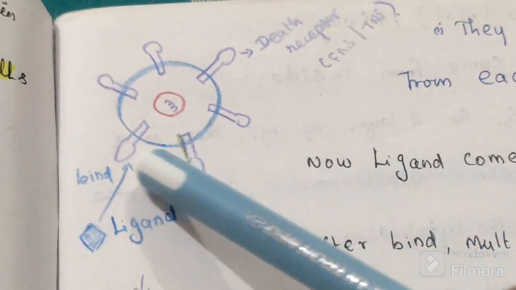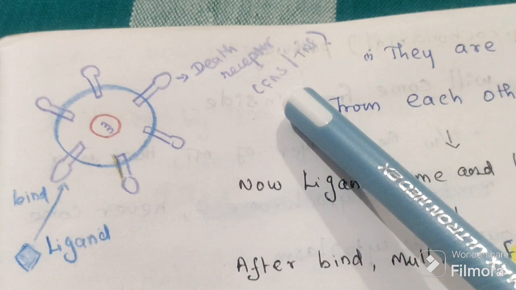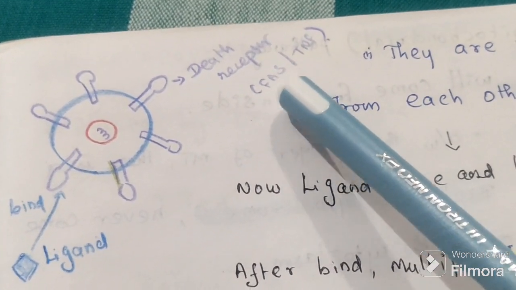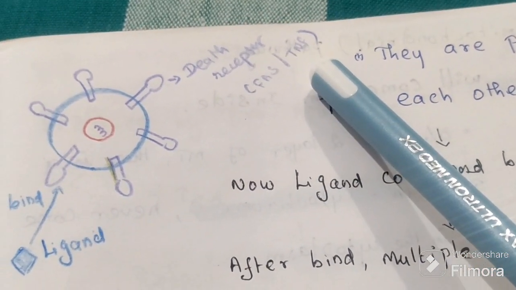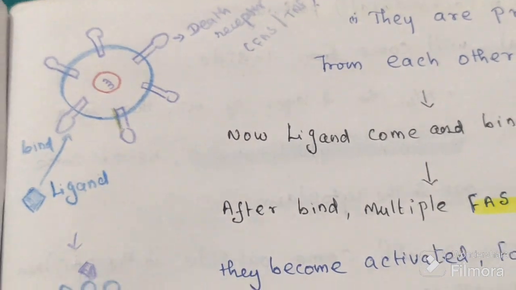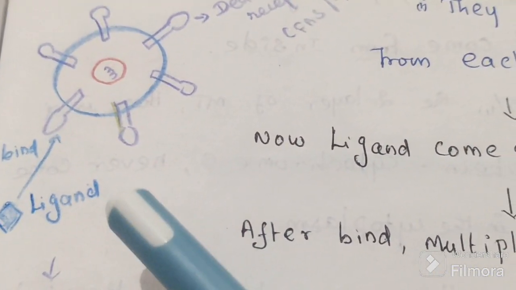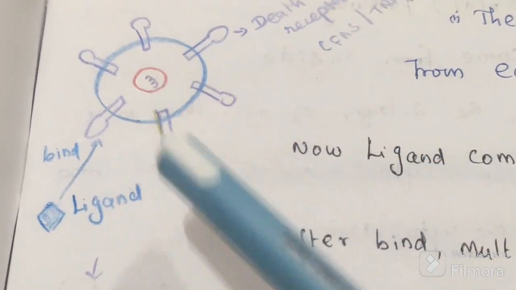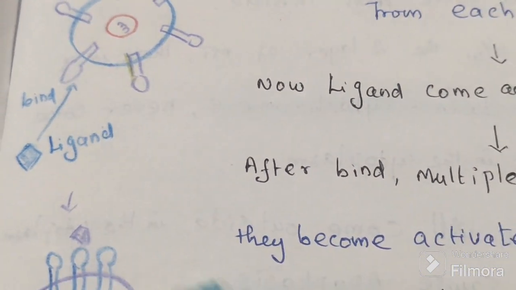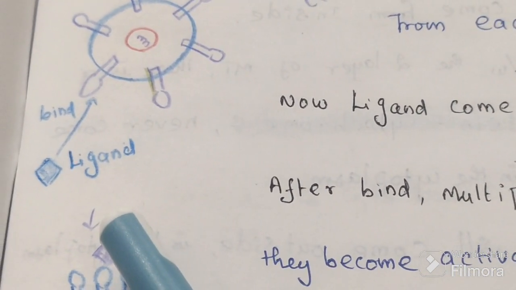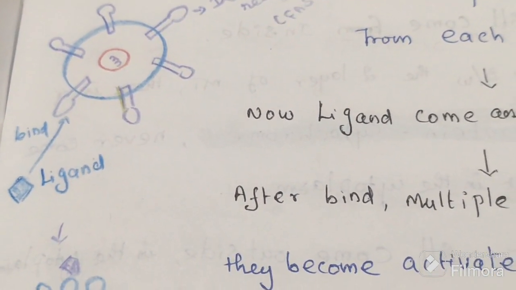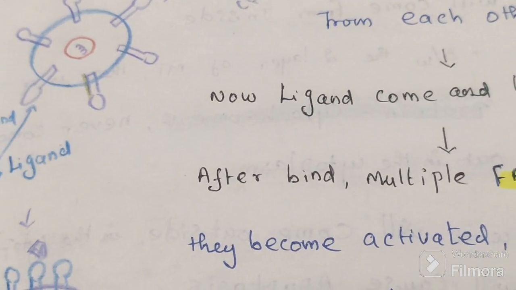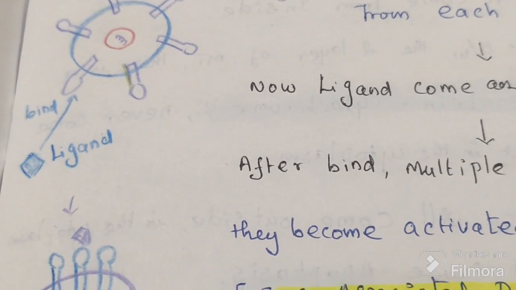So this is the cell. It is surrounded by either of the two receptors. What are the two receptors? FAS, the FAS protein receptor, and the tumor necrosis factor receptor. These death receptors are present distant from each other. Now a ligand comes and binds with the receptor. It is a signal coming from outside. That's why it is called the extrinsic initiation pathway.